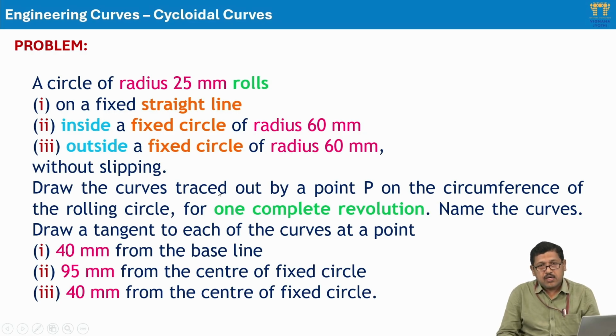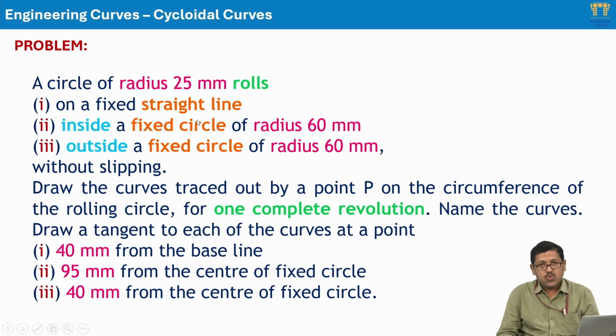We have been asked to draw the curves traced out by a point P on the circumference of the circle for one complete revolution, and for each case we have been asked to name the curve. At the end, we have been asked to draw a tangent as well as a normal to each of the curves at a point. For the first case, it is 40 mm from the baseline. For the second case, it is 95 mm from the center of the fixed circle. And in the third case, it is 40 mm from the center of the fixed circle. So it is basically a common problem statement wherein three different cases have been defined.